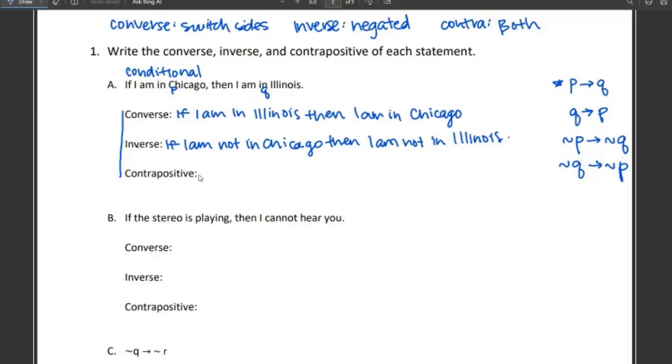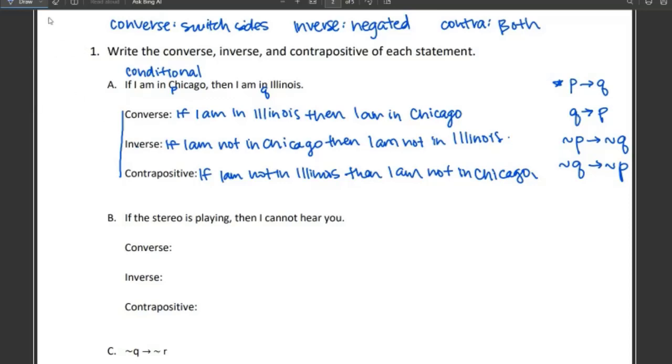So if I am not in Illinois, then I am not in Chicago.